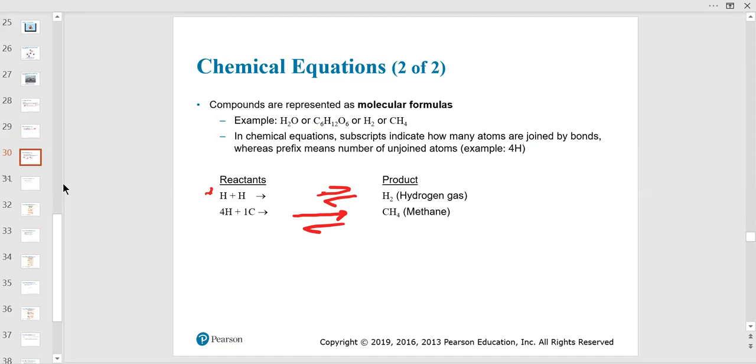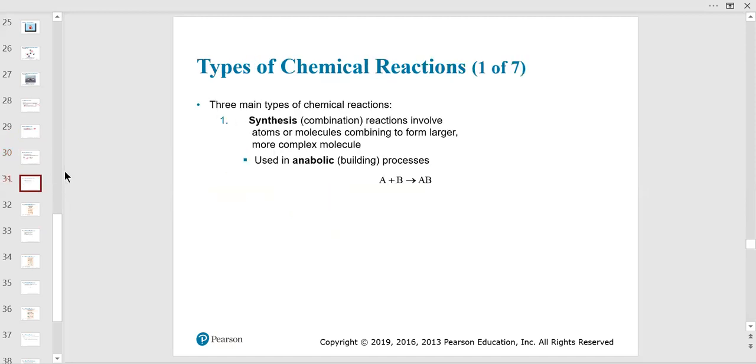Okay, so these are the reactants. This is the product, just to understand basically what's going on in this reaction. This is important here too, I like this, because this is showing a chemical reaction that's anabolic. Okay, so A plus B equals AB.